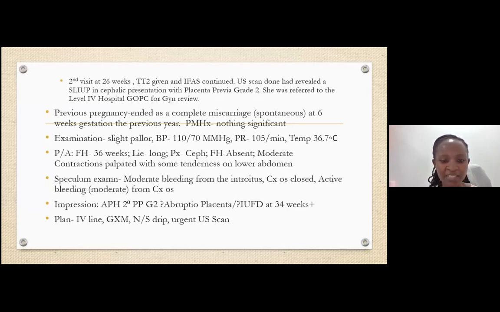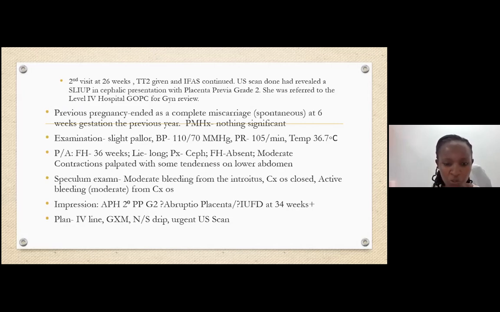The previous pregnancy had ended as a complete miscarriage, spontaneous at 6 weeks of gestation the previous year. She had nothing significant in her past medical history. On examination, she had slight pallor, blood pressure was 170, pulse rate of 105, temperature was 36.7. On abdominal examination, fundal height was at 36 weeks, longitudinal cephalic presentation, and fetal heart tones were absent. She had moderate contractions palpated with some tenderness on the lower abdomen.